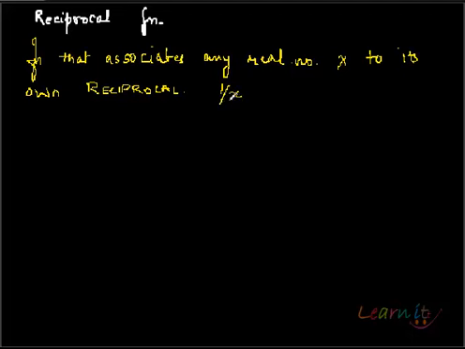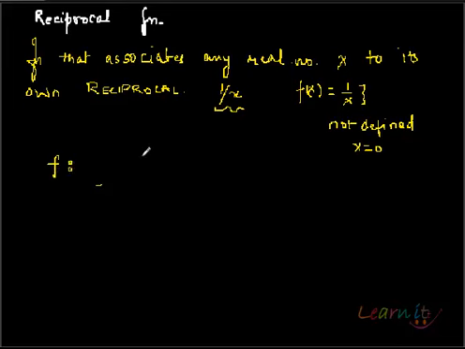That sort of a function is called the reciprocal function, where f(x) equals 1 by x. Now f(x) is equal to 1 by x, that means it is not defined at x equals 0, right? So this function will not be defined at x equals 0. That means the domain cannot take 0 in it. So it is a function from R minus 0 to R, f(x) equals 1 by x.